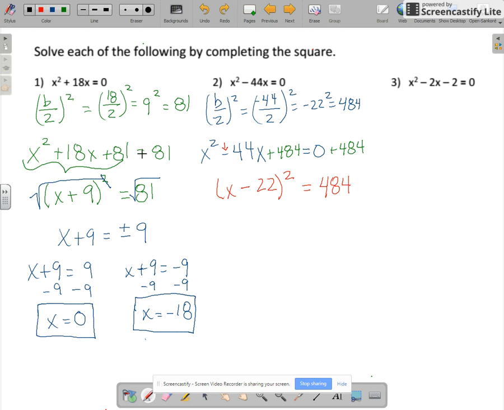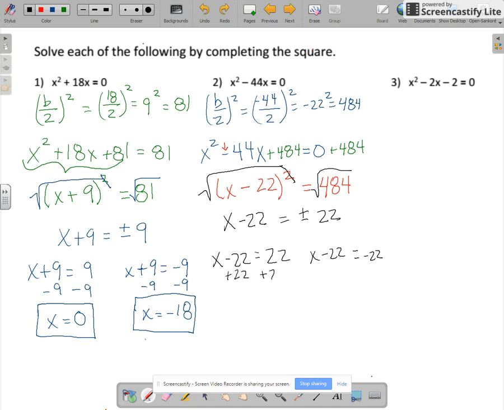We then take the square root of each side. The square root and squared cancel each other out, so we're left with x minus 22. The square root of 484 is positive or negative 22. Set up two equations: x minus 22 is equal to 22, and x minus 22 is equal to negative 22. Solve each one. We add 22, and x is equal to 44. Add 22, and x is equal to 0. So our two solutions are x is equal to 44 and x is equal to 0.